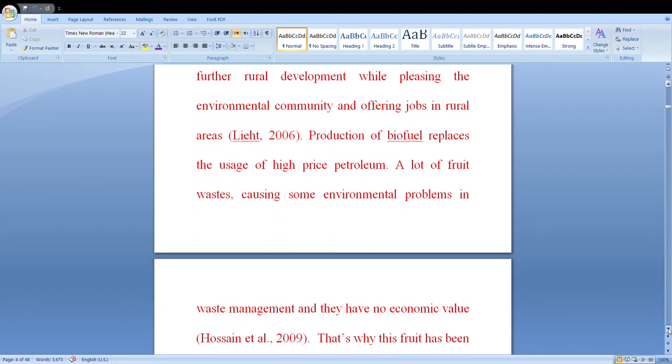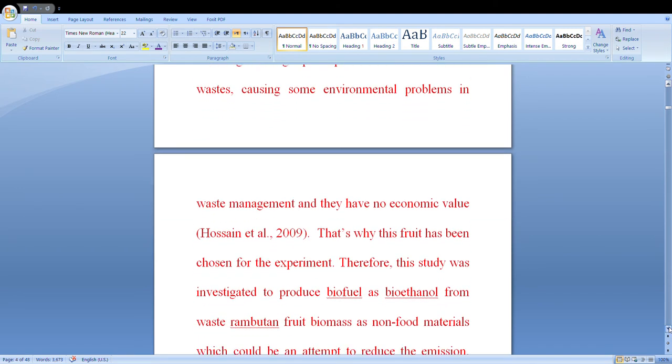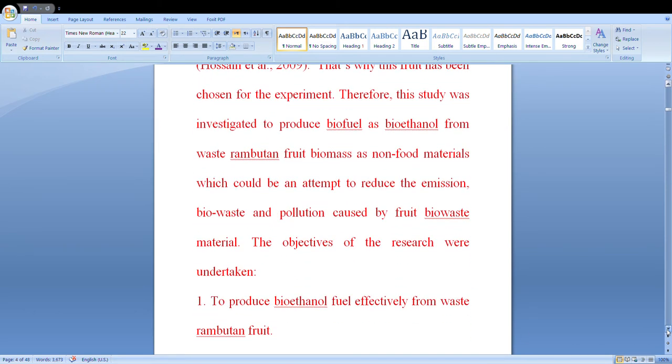A lot of fruit waste causes environmental problems or pollution in waste management, and it has no economic value (Hossain et al. 2009). That's why this fruit has been chosen for the experiment. Therefore, this study was conducted to produce biofuel as bioethanol from waste rambutan fruit biomass as non-food material, which can be an attempt to reduce the emissions, bio-waste and pollution caused by fruit bio-waste materials.